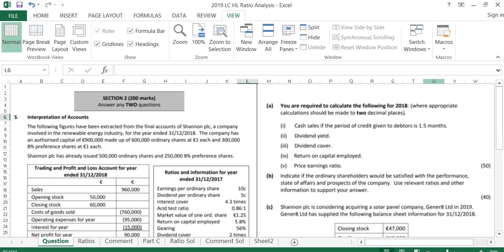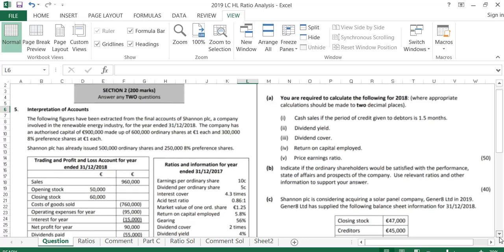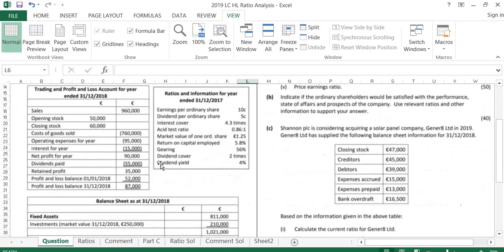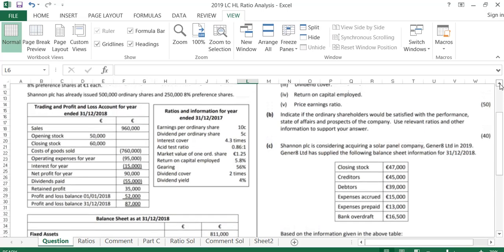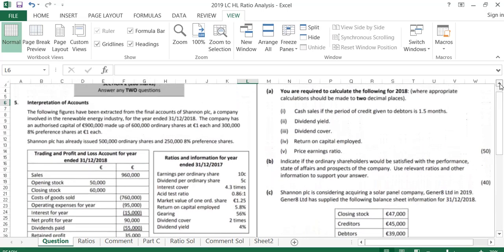Hi, today we're going to have a look at the 2019 Leaving Cert higher level ratio question. As with all ratio questions, we are given this year's profit and loss account, we are given the balance sheet, and we are given the prior year's key ratios. Then in part A we are always asked to calculate 5 ratios.